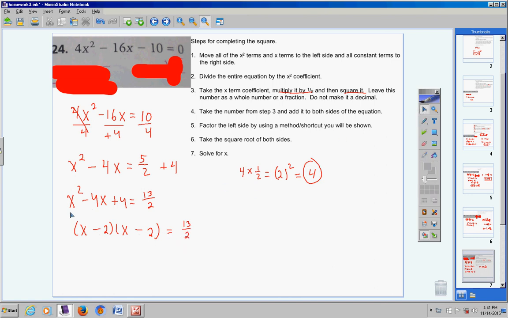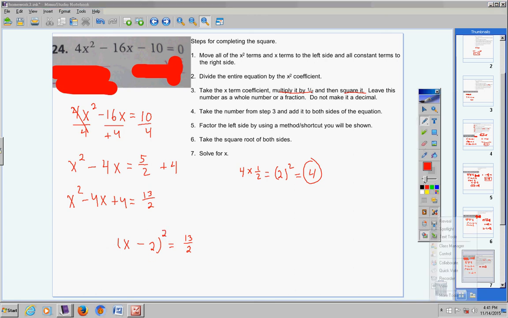Now, next we have two parentheses that are identical, okay? So we're going to write them as one parentheses with a power of 2, okay? Now, step 5, students, is completely done. Step 6, take the square root of both sides, okay? Now, square root of the right side, of course, would look like this. And now we're going to take the square root of this side here.